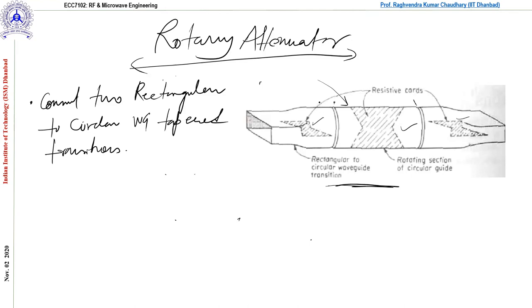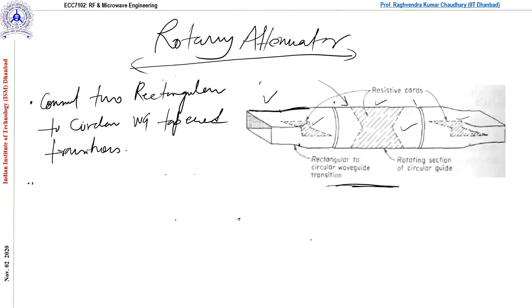okay? So here you can expect a transition from rectangular waveguide to circular. Up to here we have a perfect rectangular waveguide, and after this there is a smooth transition so that it connects properly with the circular guide, fine. This transition is needed because here there is a different mode, here there is a different mode, correct, fine.